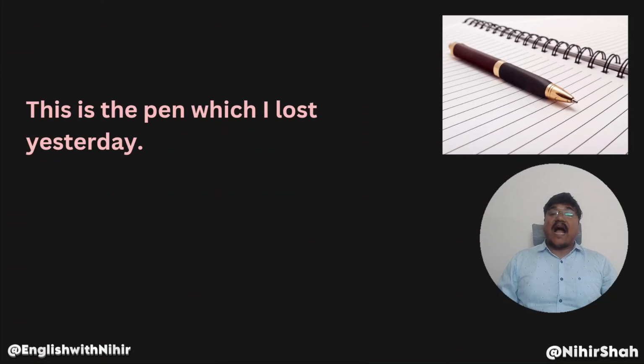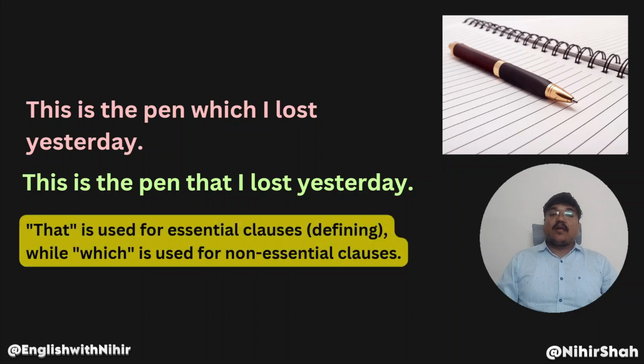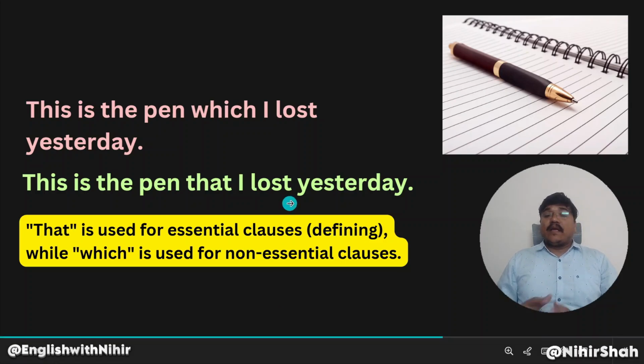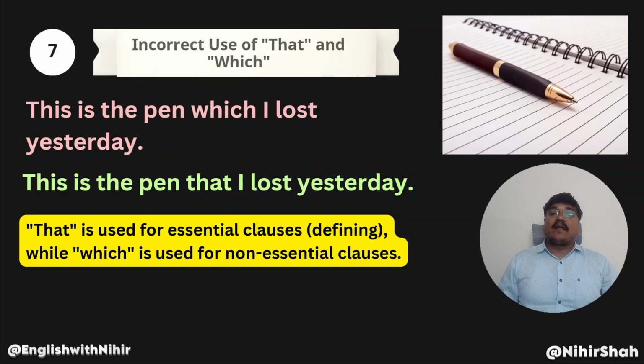Okay. Let's move on. This is the pen which I lost yesterday. Can you find the mistake here? Think about it. The correct answer is: this is the pen that I lost yesterday. Why is that used here? That is used for essential clauses, while which is used for non-essential clauses. Essential clauses means the clause is affecting the meaning of the sentence. In that case, you have to use that. So this is mistake number 7. Incorrect use of that and which.